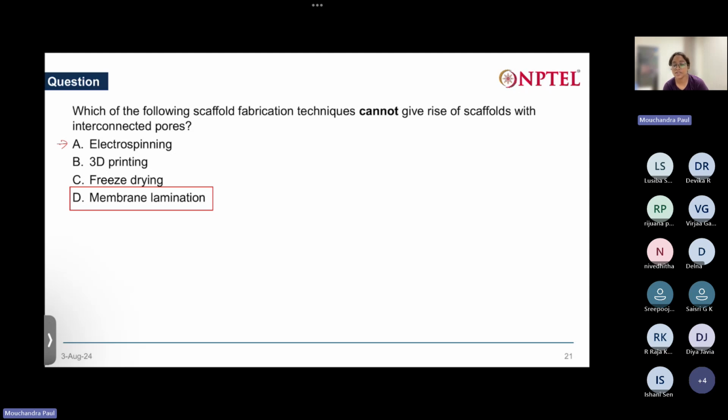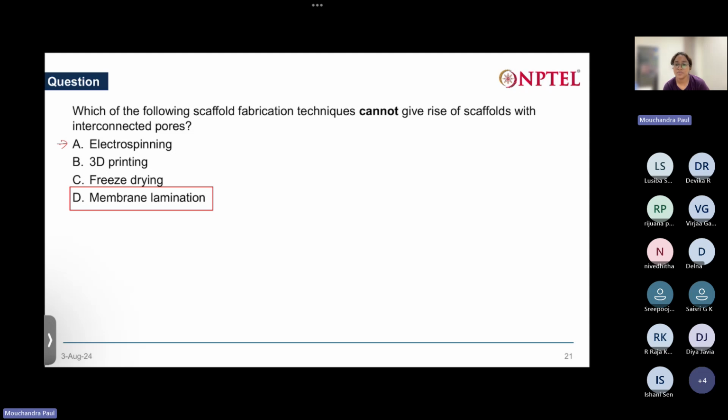Whereas in membrane lamination, I told you we are just making membranes and we are stacking one on top of the other. All right. So here you won't be able to get porosity until and unless you do something extra. Means you can create just a simple film, a thin film.